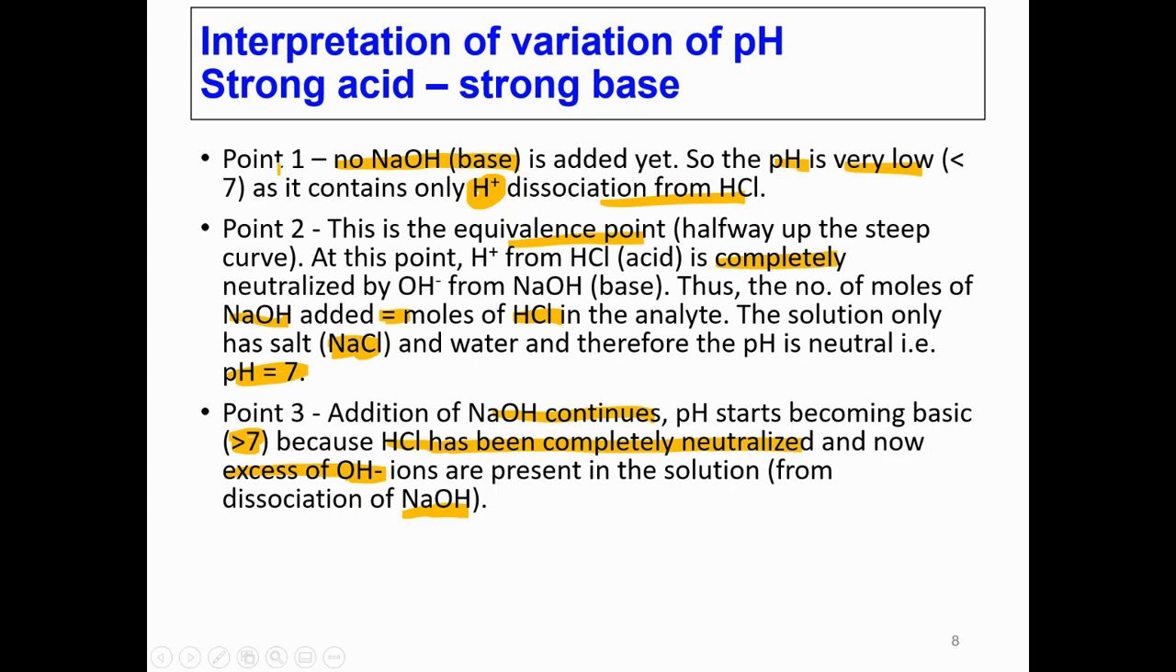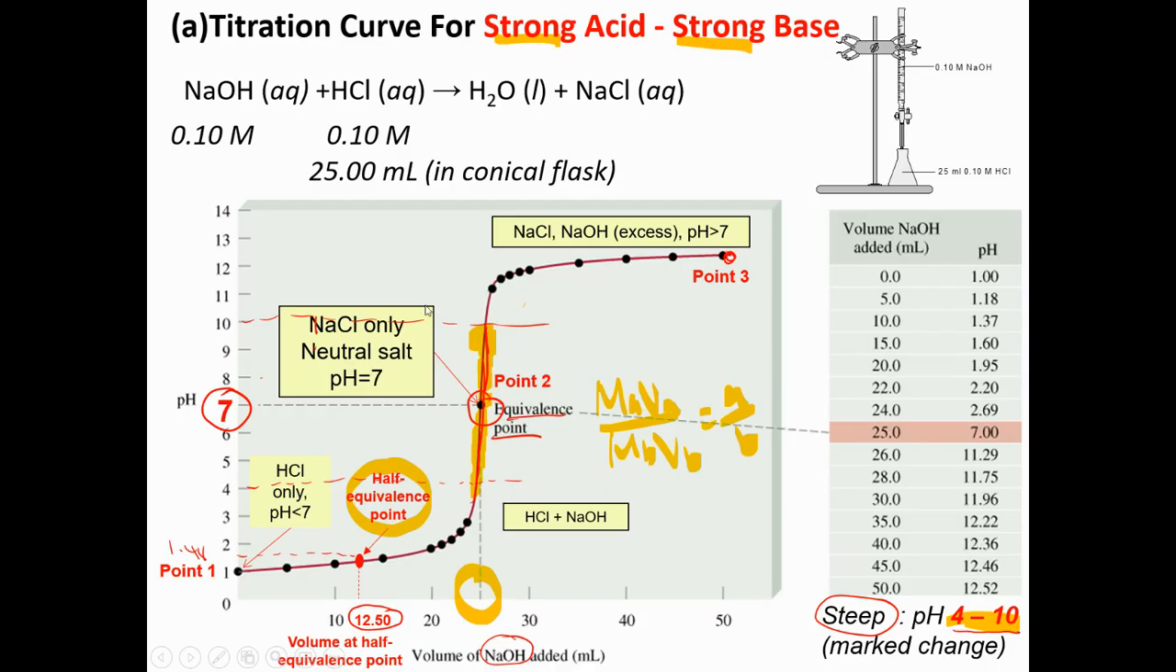So the excess is only OH minus ion, which comes from NaOH. So remember for strong acid and strong base, there are 4 points. That is before any acid or base is added, then the half equivalence point, then the equivalence point, which must be 7 for neutral salts, and the last point, where there is either excess acid or excess base. And the steep must be from 4 to 10 for strong acid and strong base.